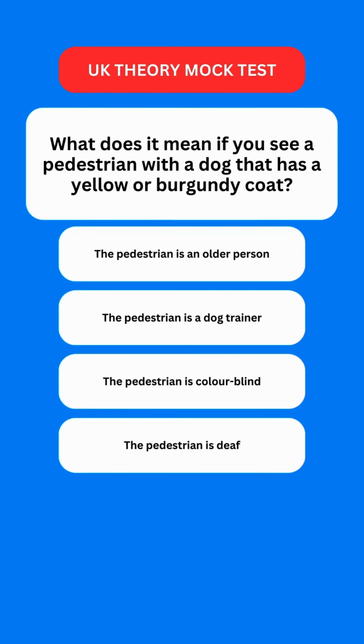Because as you can see in the signs, the right-hand lane is closed ahead. Next question is, what does it mean if you see a pedestrian with a dog that has a yellow or burgundy coat? Options are, the pedestrian is an older person, the pedestrian is a dog trainer, the pedestrian is colorblind, or the pedestrian is deaf. So the correct option is the last one. This means that the pedestrian is deaf.